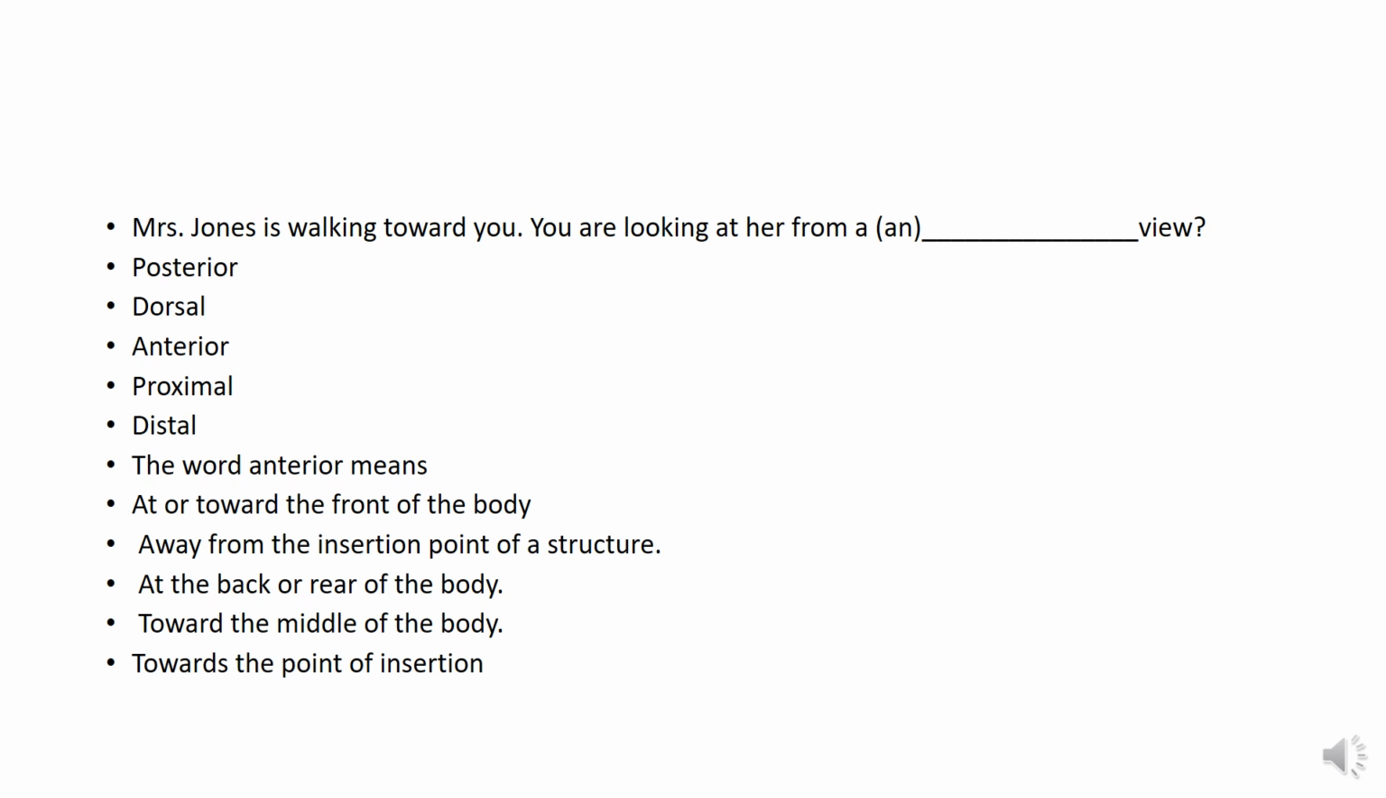Now regarding the terms of position, Mrs. Jones, or your friend, is walking towards you. You are looking at her from what view? Posterior, dorsal, anterior, proximal, or distal. So if somebody is walking towards you, his or her anterior view is visible to you, the front part of the body, that is the anterior view.